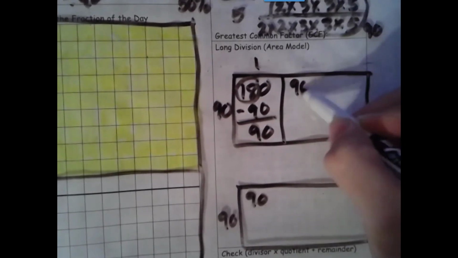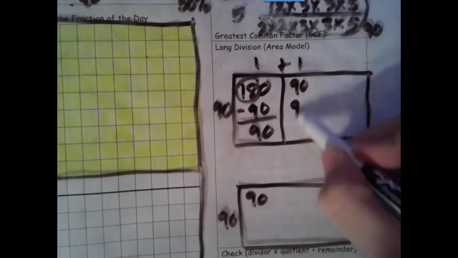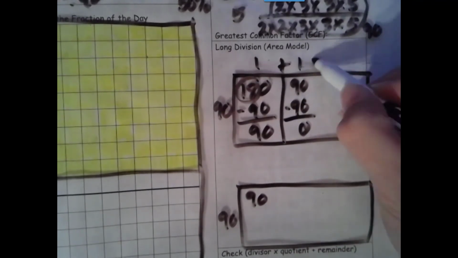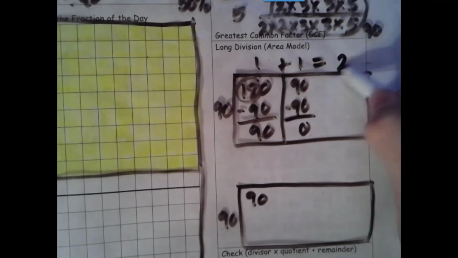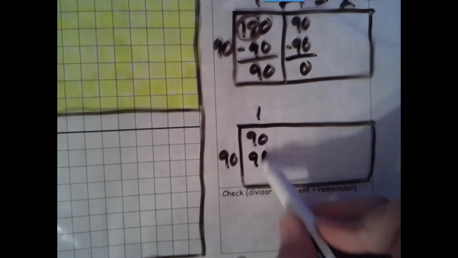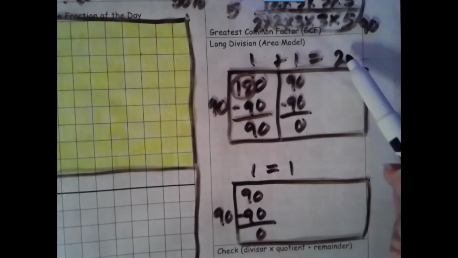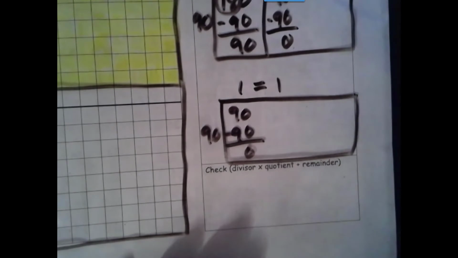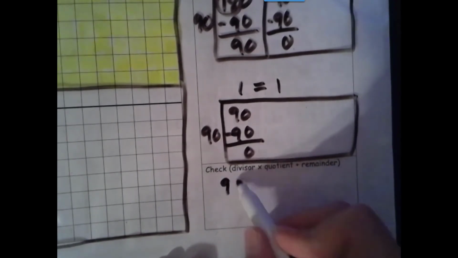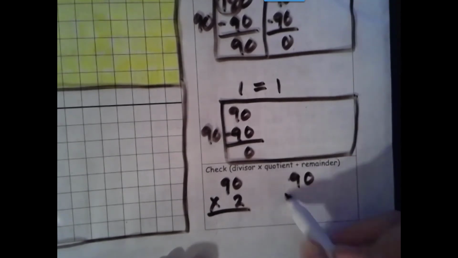Bring that up here. 90 times 1 is 90. Numbers the same, zero is the game. Add our partial quotients together, and we get 2. Here, 1 times 90 is 90. Numbers the same, zero is the game. So we get 1. Still want to check: divisor times quotient plus remainder. Since our remainder is 0 for both, and the identity property of addition says when you add 0 it stays the same, we don't need to add 0.